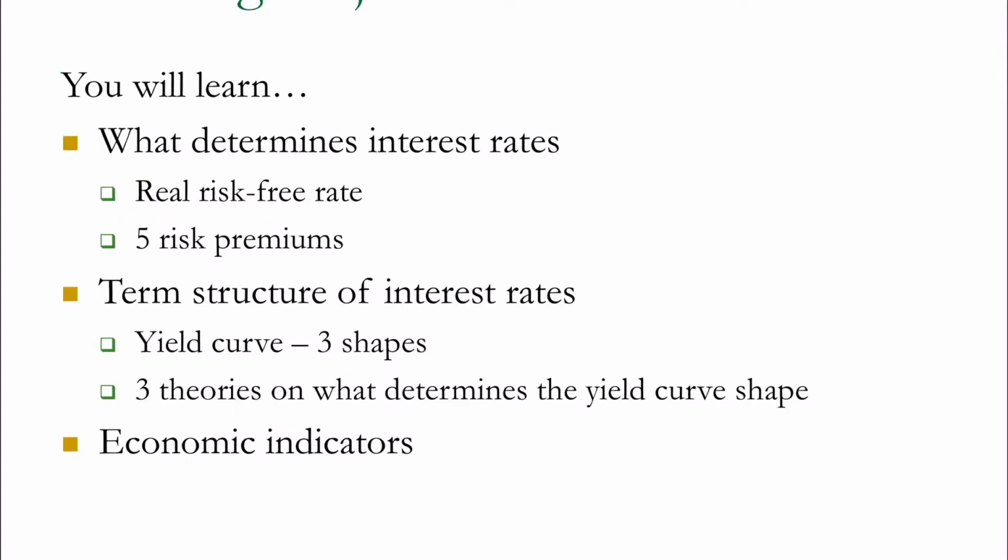So our learning objectives today: so far we've been talking a lot about changes in interest rates and what type of impact they have on price. Today we will identify what actually determines these interest rates. We'll talk about the real risk-free rate and 5 different risk premiums. We'll then move into the term structure of interest rates and discuss the yield curve and its 3 shapes, and also theories on what determines these yield curve shapes, and then we'll conclude with economic indicators.